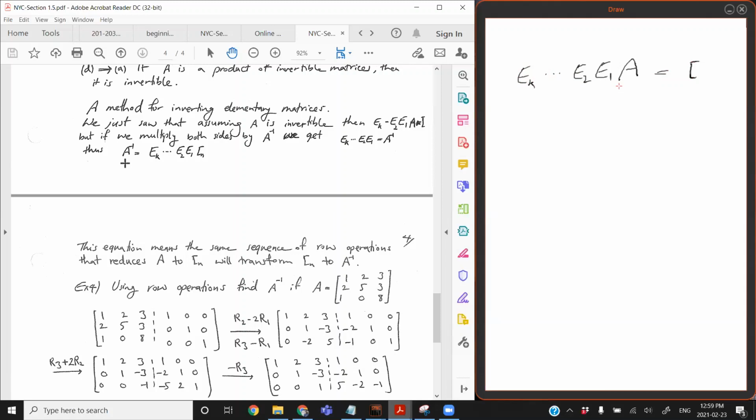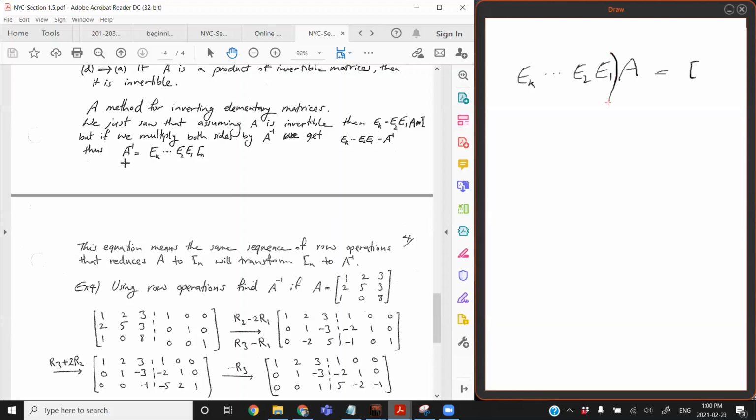And when I multiply A by E1 on the left, what am I doing? I'm performing a row operation, right? Then I multiply this result by E2 on the left. I'm performing my second row operation. And I can keep doing that. I can keep performing row operations, K row operations. Eventually, I'll get I. That's what the theorem says. If A is invertible, I can do this. We're good so far? Yeah.